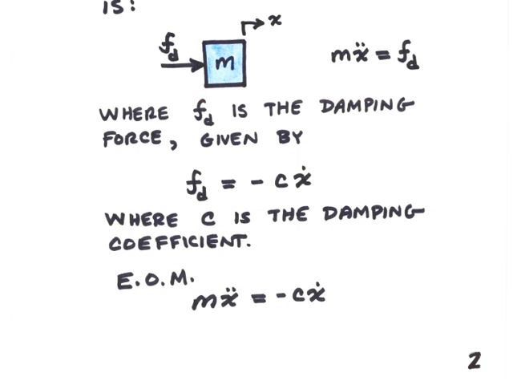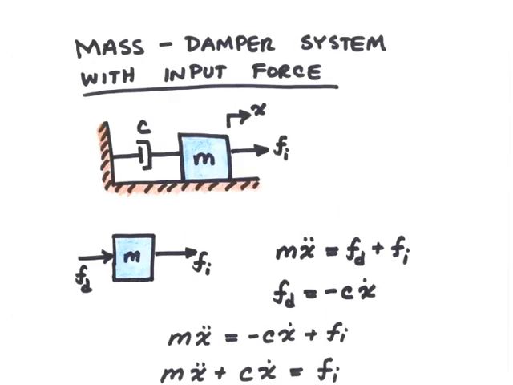Now given this, we can write the equation of motion. M x double dot equals minus c times x dot. We'll now find the equation of motion for a mass damper system, but now with an input force added. And that input force is labeled F sub I, and I'll make the positive direction for it to the right. So the system is much the same as before, and we can now take advantage of what we learned.